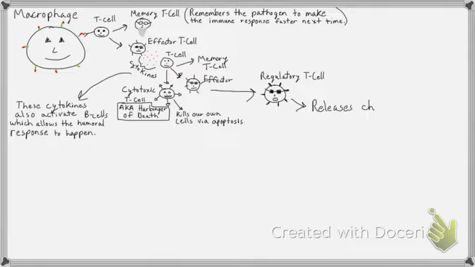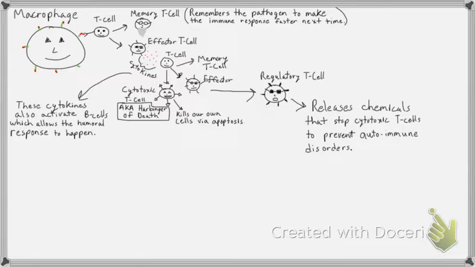Then, effector T cells, after a while, will be converted to regulatory T cells. Regulatory T cells release chemicals that stop cytotoxic T cells, which prevent autoimmune disorders. Because if the cytotoxic T cells kill all of the affected cells, then they're just left with our healthy cells, and they will start killing our own healthy cells. And that is where you become autoimmune. Your immune system starts to kill yourself. Auto means self. So those regulatory T cells are really important in stopping that immune response.